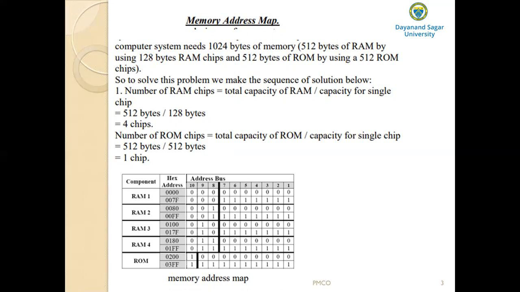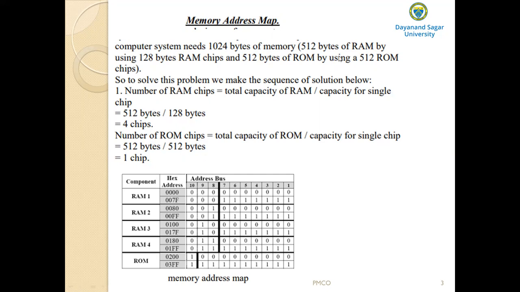So now what you have to do? You have to write the memory address map for this configuration. Which configuration? 512 bytes of RAM plus 512 bytes of RAM. To solve this problem, we make the sequence of solution as below. First we need to find out the number of RAM chips required.